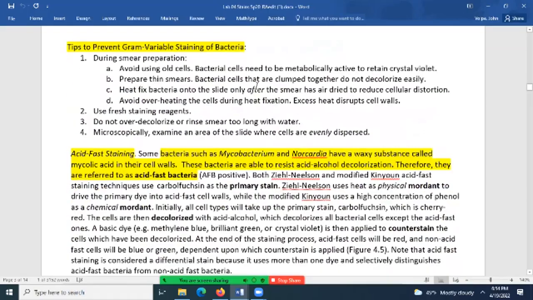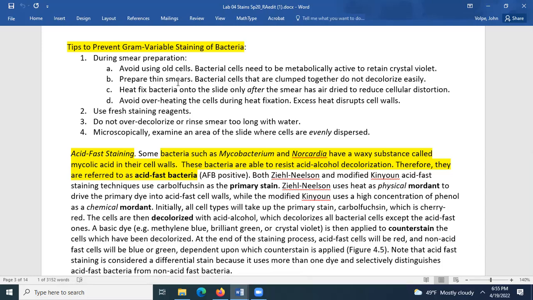So to prevent Gram variable results, avoid using old cells. Cells should only be 2 days old or younger. Prepare thin smears. A thick smear has a problem because the cells are lined up on top of each other, and it's hard getting the dye in the very bottom cell. It's also hard if the decolorizing agent is supposed to remove the stain on the very bottom cell. It's harder to remove that stain. So make it a thin smear. Ideally, a bacterial smear should only be 1 cell layer thick.